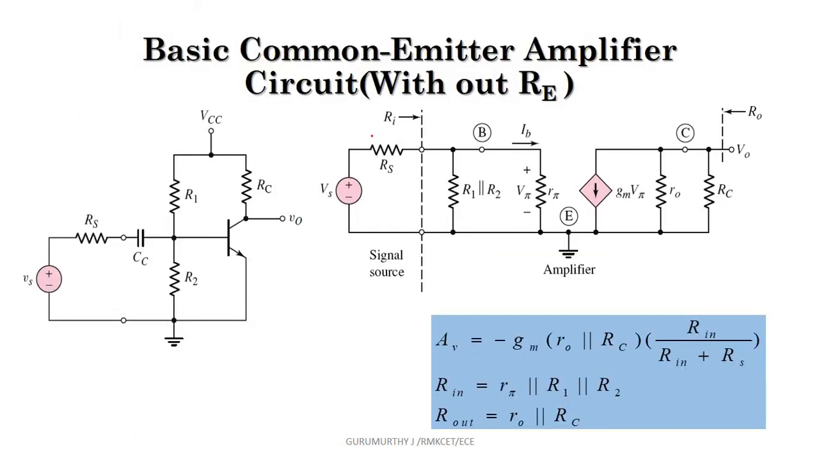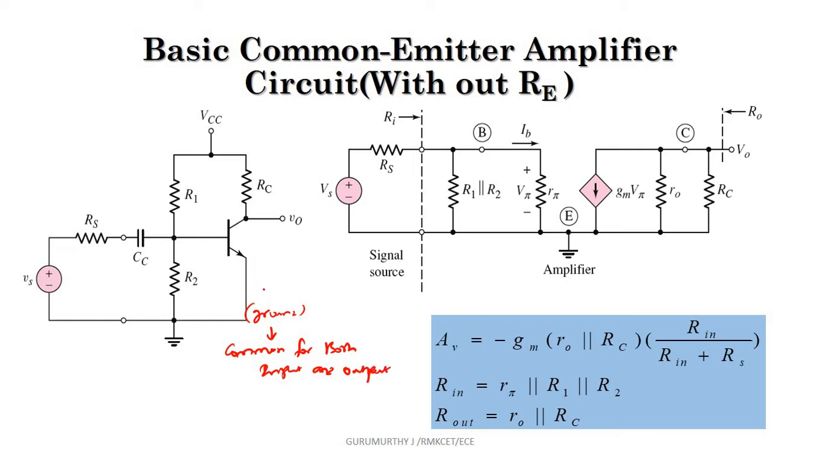Next comes the common emitter amplifier, where the emitter terminal is present at ground. The emitter is present at ground, which is common for both input and output.